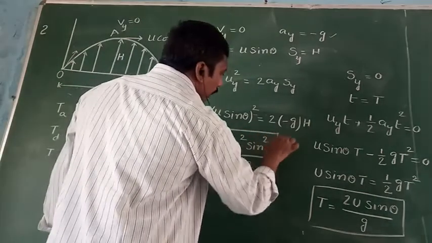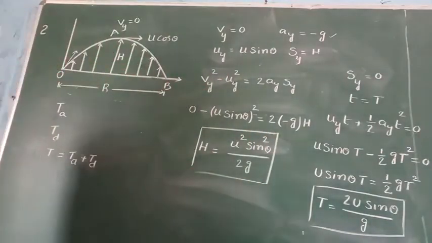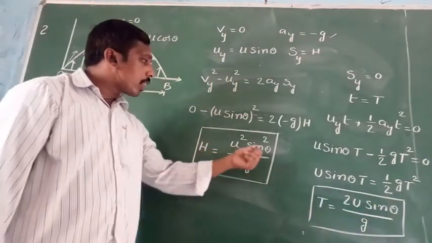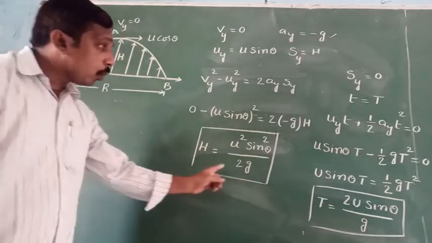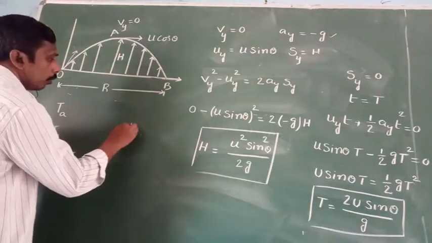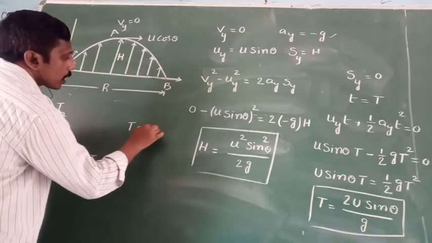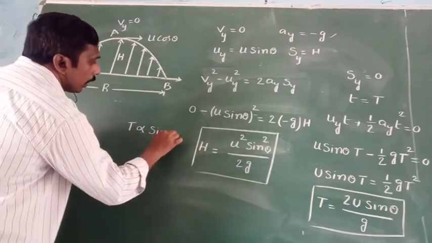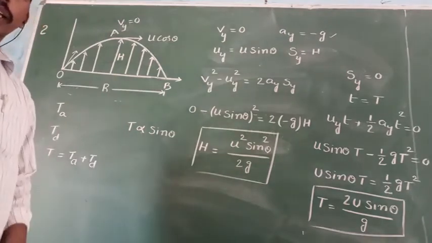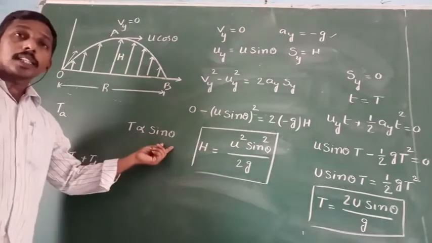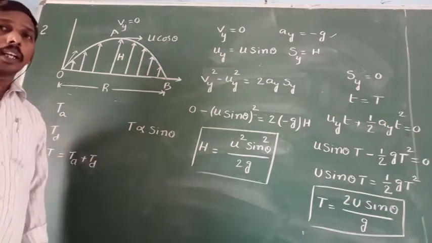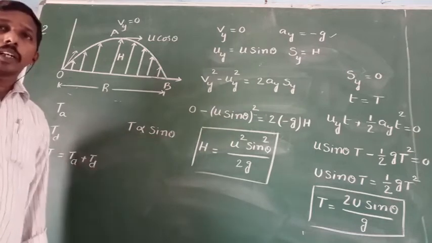If you observe time of flight and maximum height, time of flight t is equal to 2u sin theta by g and maximum height is u square sin square theta by 2g. These two depend on sin theta. Time of flight is directly proportional to sin theta. So if theta value increases, then sin theta value also increases. For theta equal to 90, sin 90 is equal to 1. So time is maximum at theta equal to 90 degrees. So as theta value increases, time of flight increases.